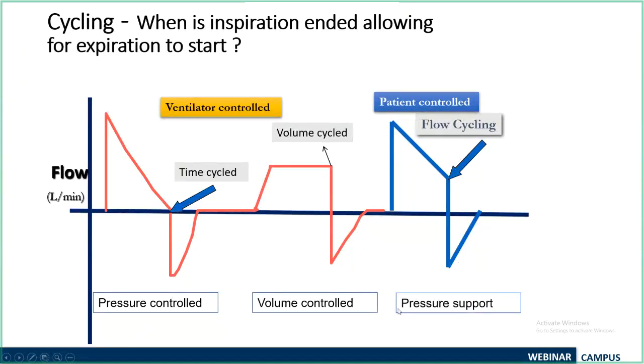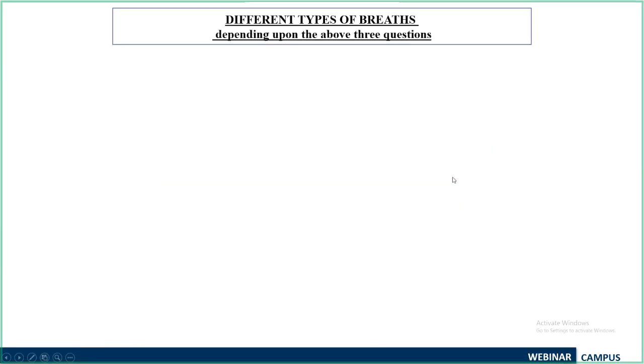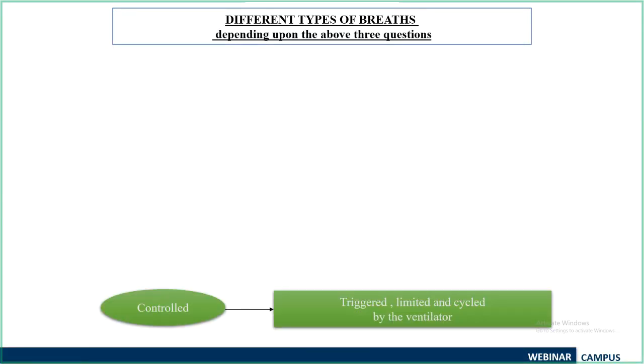So we have different breaths. This is a pressure controlled breath. This is a volume controlled breath. We'll come to that later. And this is where a pressure support, spontaneously breathing patient. So the different types of breaths should be very clear.